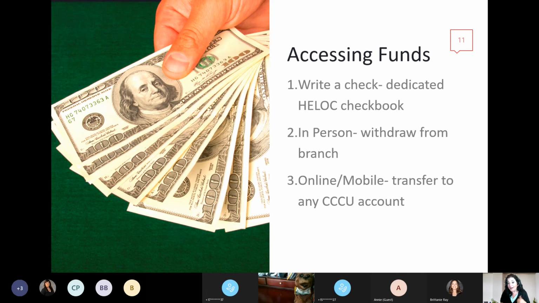You can also access the money online if you do online banking with us. If you have our mobile phone app, you can transfer the money from the line of credit directly into your credit union accounts. If you want to make payments on the home equity line of credit online, you can do that as well by transferring from your account to the actual line of credit. That would be a way to make the payment. You can also use bill pay if you bank elsewhere. You can use bill pay to make the payments on the line of credit.